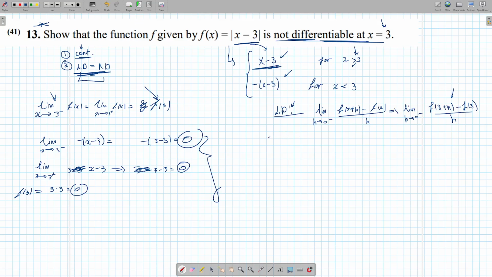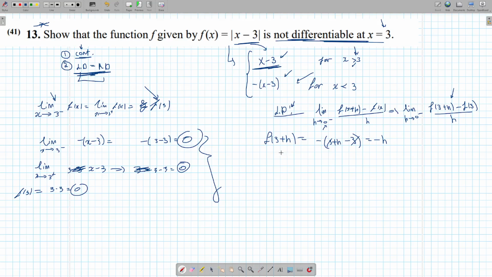Let's find it on the side. f of 3 plus h is what? Let's check. Which one are we going to use? Since we're approaching 0 minus, we're going to look at this one here. So f of 3 plus h, and instead of x, what am I going to put? 3 plus h. So negative 3 plus h minus 3, which is what? Negative h.